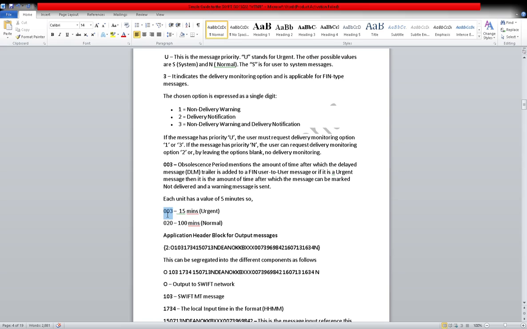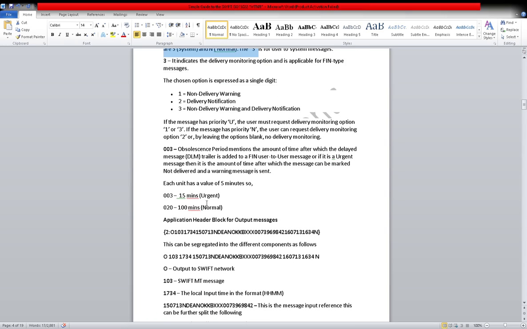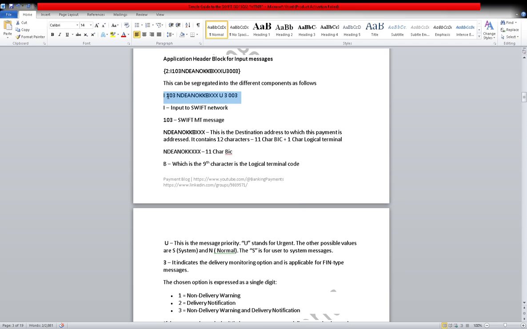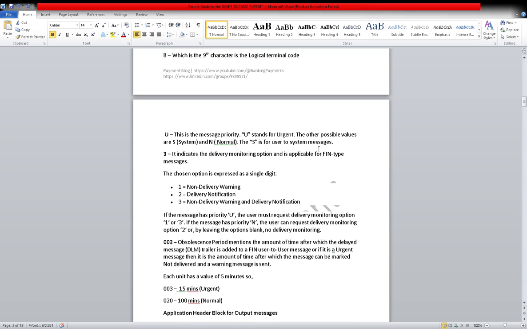And this 003 code depends on the U, S and N here. If it is 020, it is a normal message, so normally it is 100 minutes. Are we clear now? We have seen block 2 now for this message. We have completed block 2.